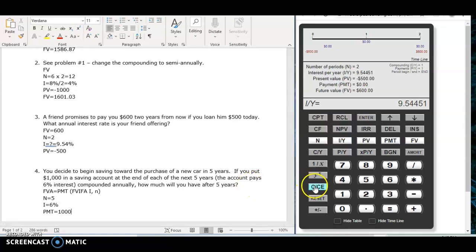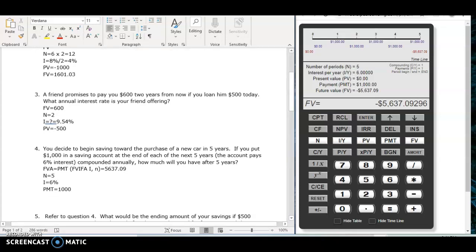So we're going to go over here to our calculator. We're going to hit reset. We're going to enter in what we know, and we're going to solve for that future value of an annuity. So we have 5N, we have 6I, we have $1,000 as a payment, and we're going to compute the future value. And there we can see that our future value is 5637.09.